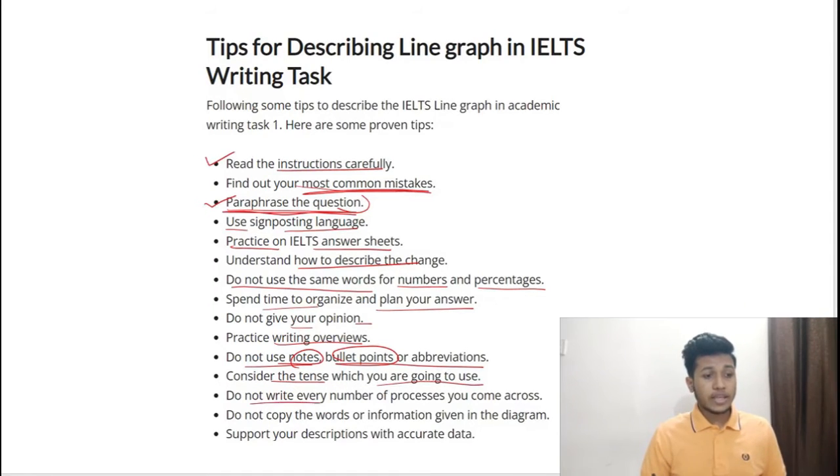Do not write every number you come across. In a graph there will be so many things mentioned, like numbers, years, and many falls and growths. You don't have to mention each and every point in the graph. Mention only those points that have some importance and some meaning to the graph. Try to use the special and important ones.